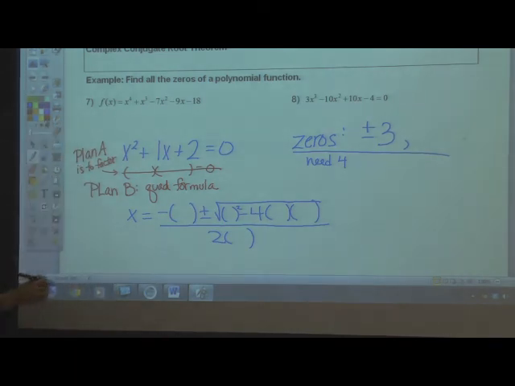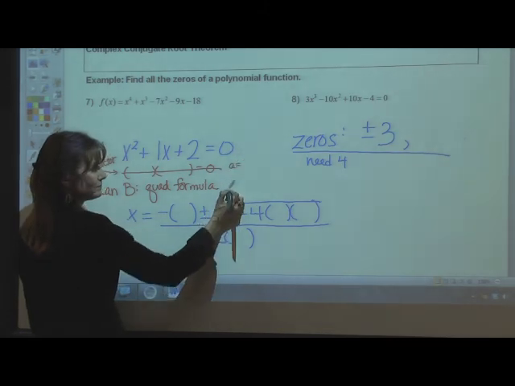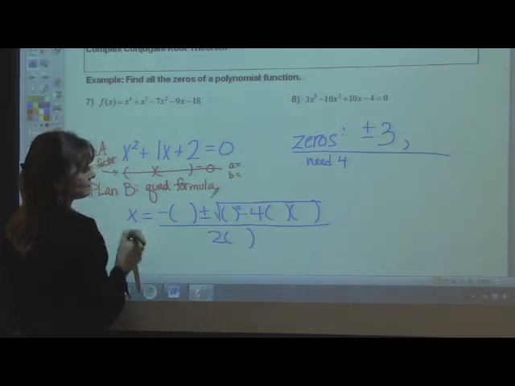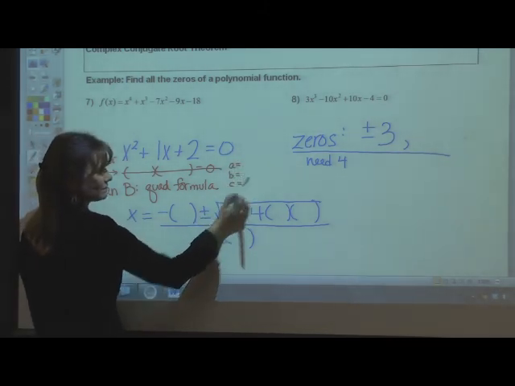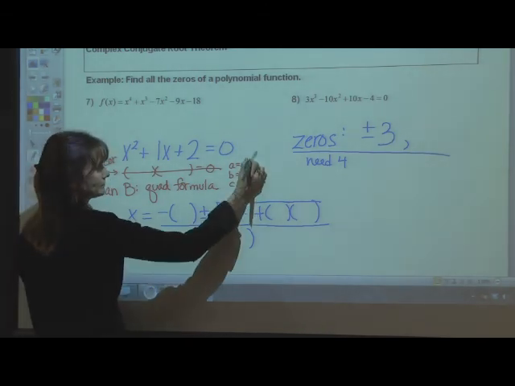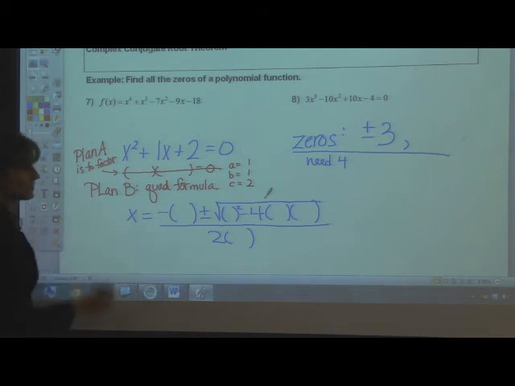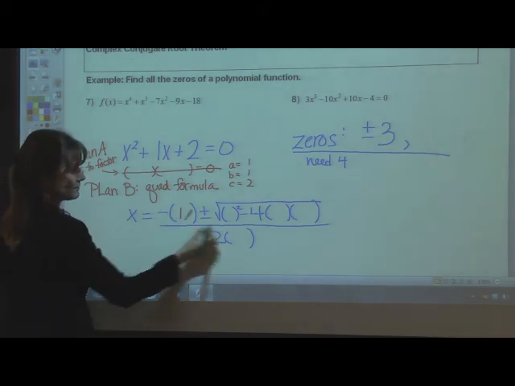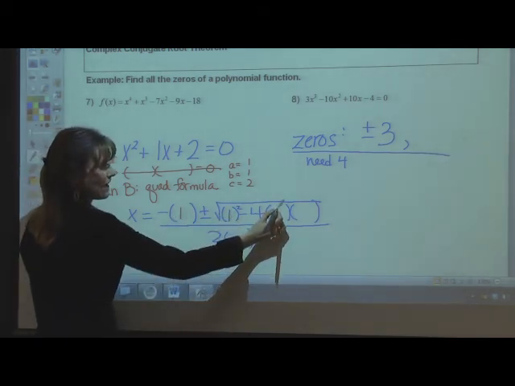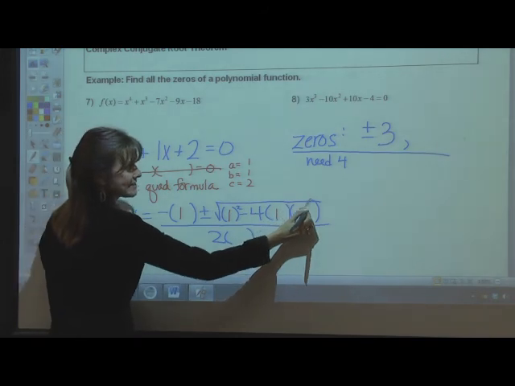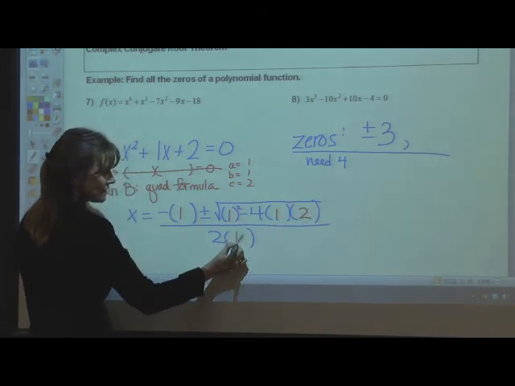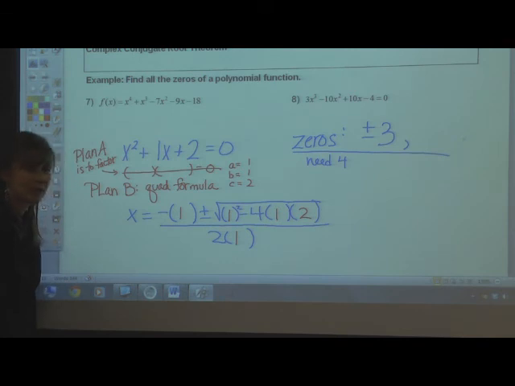Fill your numbers in. By the way, what is A? What is B? And what is C? You probably said 1, 1, and 2, and you'd be right. So I'm going to plug those in. B is 1, A is 1, C is 2, A is 1. Now, of course, look that formula up if you need to.